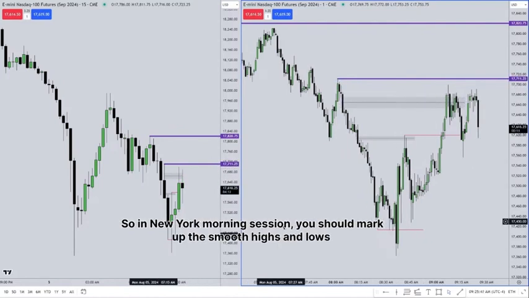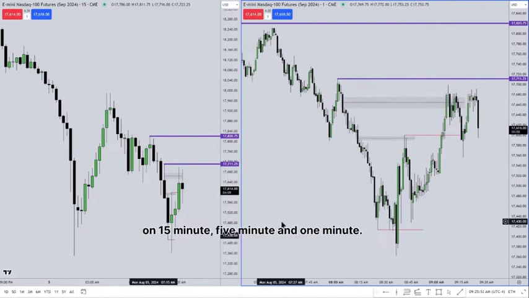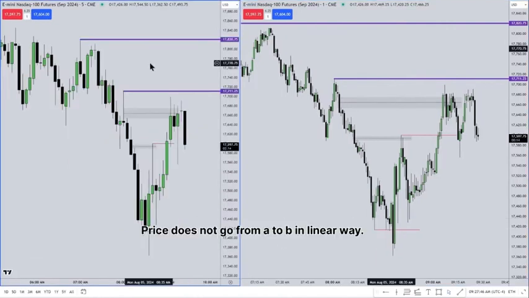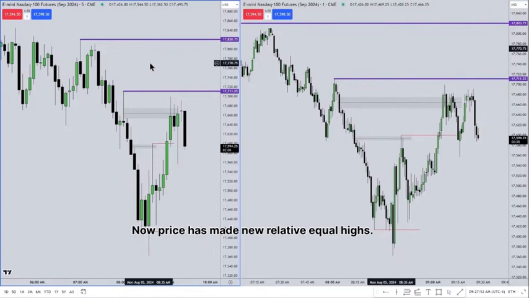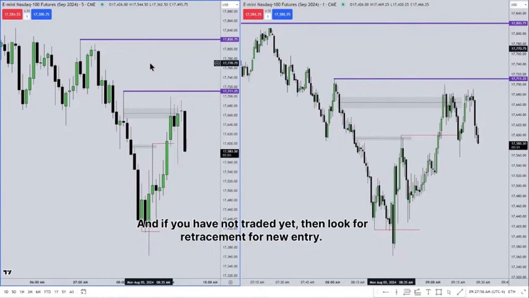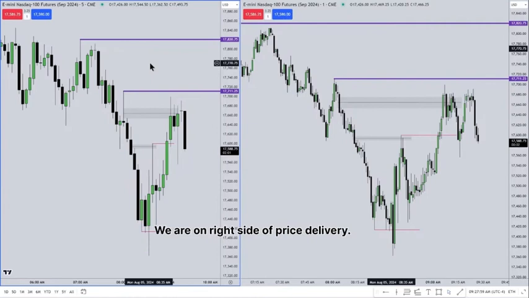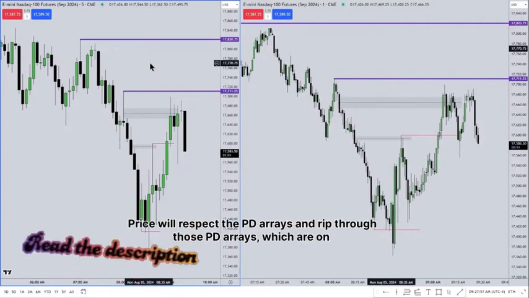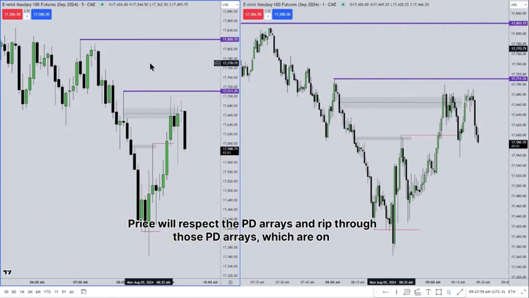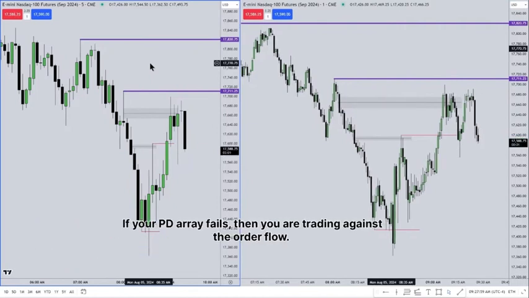So in the New York morning session, you should mark up the swing highs and lows on 15-minute, 5-minute, and 1 minute. Price does not go from A to B in a linear way. If price has to go up, it will go down to some inefficiency and PD array. Now price has made new relative equal highs, and if you have not traded yet, then look for a retracement for a new entry. We are on the right side of price delivery. Price will respect the PD arrays and rip through those PD arrays which are on the other side. If your PD array fails, then you are trading against the order flow.